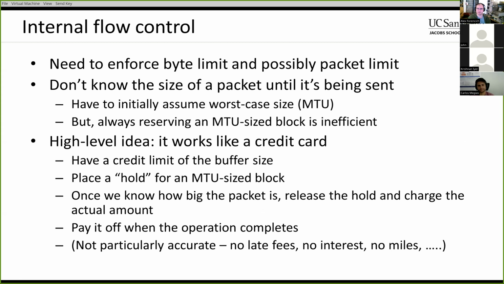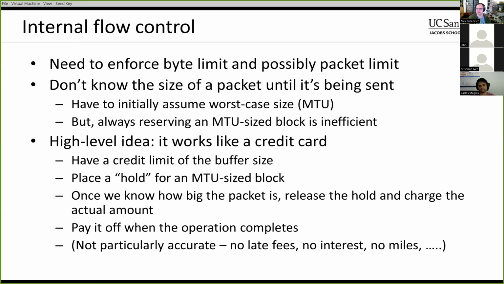So the internal flow control needs to enforce both a byte limit and possibly a packet limit. But the problem is we don't know the size of a packet until we've read the descriptor and we're actually starting the transmit process. So we have to assume it's going to be an MTU packet, because that's the only reasonable assumption you can make at that point. But if you always reserve an MTU size block, it's going to be inefficient. So there has to be some way of recovering that extra reservation once you know the packet size, so you can actually use the full buffer capacity in the hardware.